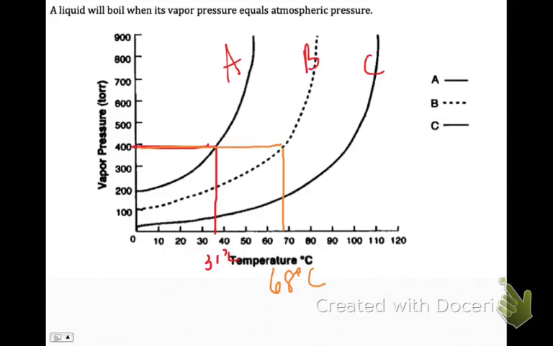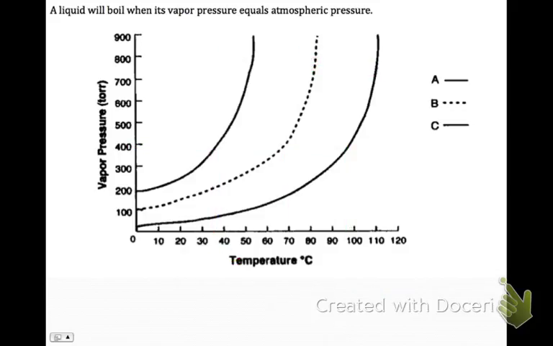And then let's take a look at liquid C. Again, that question wants you to do at 400 torr, go across and down, so that's about 96 degrees Celsius. Alright, so that's how you answer questions 1, 2, and 3. Question 4, and I might as well, since I'm here, have that here. How low must the atmospheric pressure be for liquid A to boil at 35 degrees Celsius?